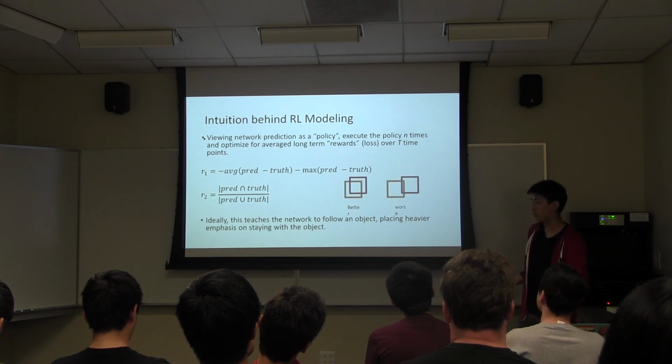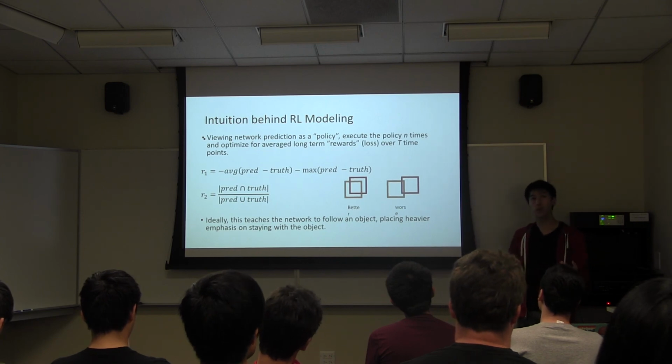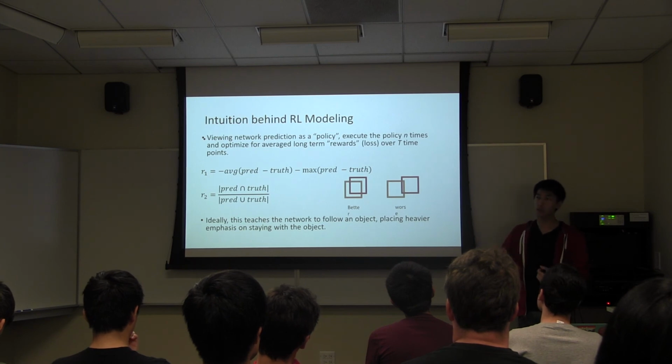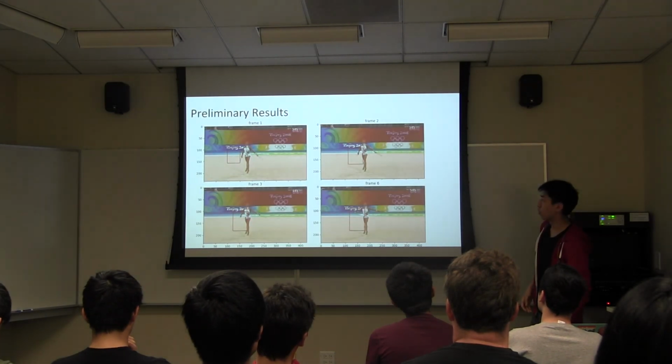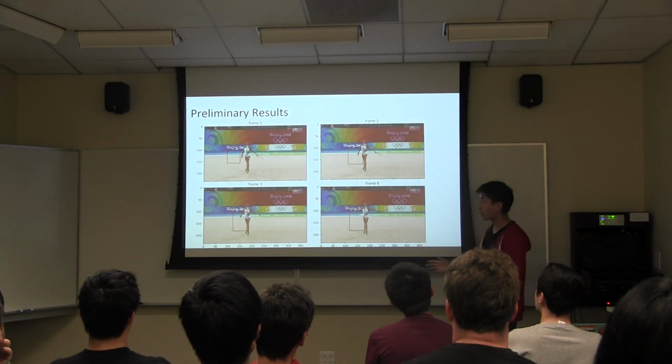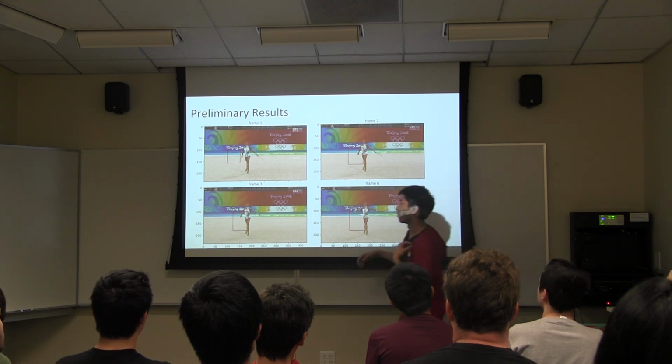So ideally, with the recurrent net and averaging, taking long-term rewards, we try to follow the object as it moves, as opposed to at a single time point, because we don't have frame by frame where the object is at each time. So preliminarily, it doesn't really work so well the way I've done it.